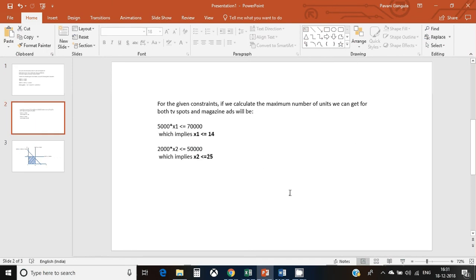For the given constraints, we can also calculate the maximum number of units of TV spots and magazine ads, which implies that x1 cannot go beyond 14 units, which means we cannot go for more than 14 units of TV spots and we cannot go for more than 25 units of magazine ads.